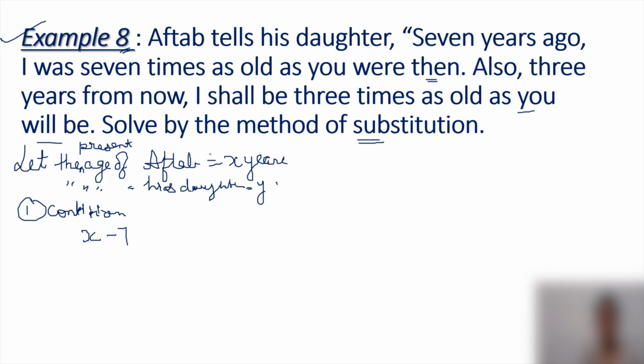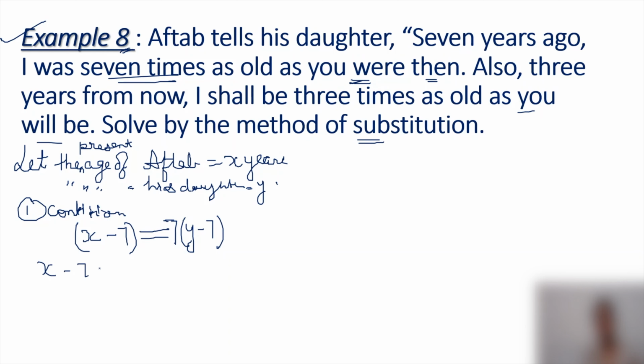Aftab 7 years ago, his age was 7 less than the present age, therefore his age was x minus 7, and daughter's age would be 7 subtracted from y. Now we want an equation. So how can we make these equal? It is given that 7 times the age of daughter is the age of Aftab. If we multiply the smaller number, then only we can get the larger number. The age of daughter is less than the age of father. So we multiply this by 7, as the relation is given to us as 7 multiplied by. So we'll be finding the equation for that.